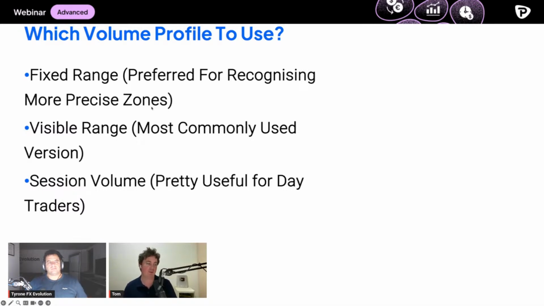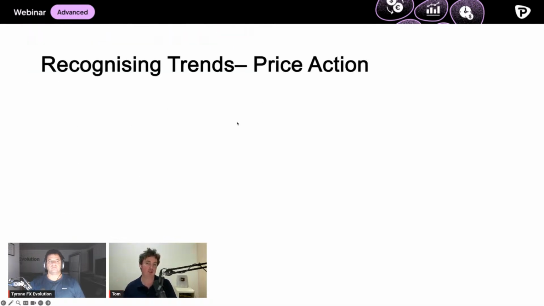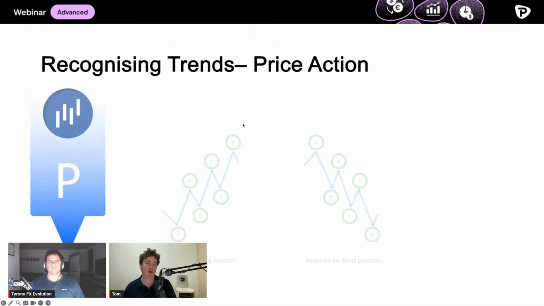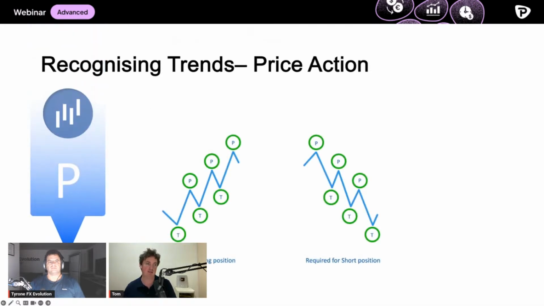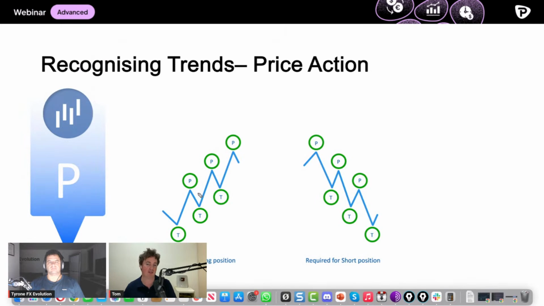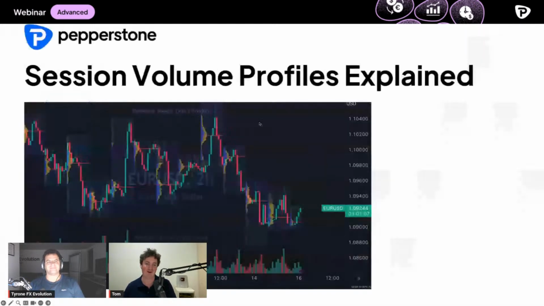So as we mentioned, we've got three types. We've got the fixed range, the visible range, and the session volume. So which one should we be looking at? Well, we want to always recognize price action. So we need to know when we're in trends and things like that. So if we are in a series of troughs and peaks and higher troughs and higher peaks, et cetera, then we're in an uptrend. If we're in a downtrend, then we're in a downtrend. Obviously, we can figure that out pretty easily. I'm sure most of you are very well aware of that.